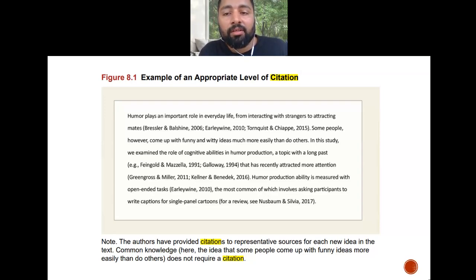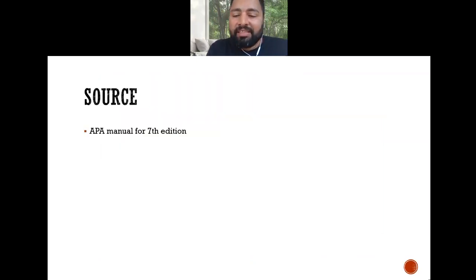Here, one sentence is not cited, and you can see which one. The authors have provided citations to represent the sources for each new idea in the text. The second one they have not cited: some people, however, come up with funny and witty ideas much more easily than do others. That is a common idea that should not require citations. All others are findings of the authors, so we have given the citation. These materials I have taken from the APA manual, 7th edition. Thank you.